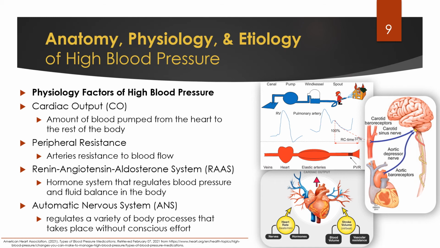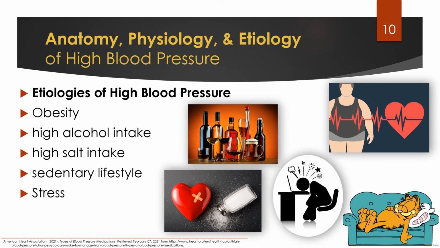Hypertension has a long list of etiologies, but the main ones identified are obesity, high alcohol intake, high salt intake, sedentary lifestyle, and stress. Obesity is considered the main etiology factor for hypertension. The relationship between blood pressure and body fat is not restricted to the morbidity of obese, but is continuous throughout the entire range of body weight.